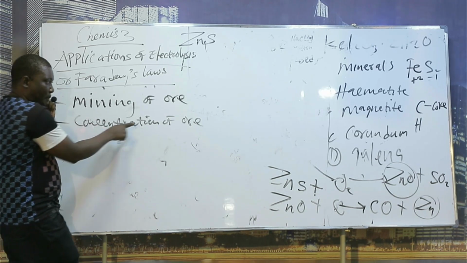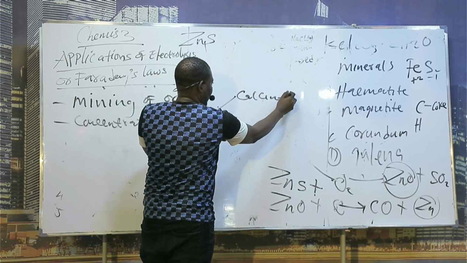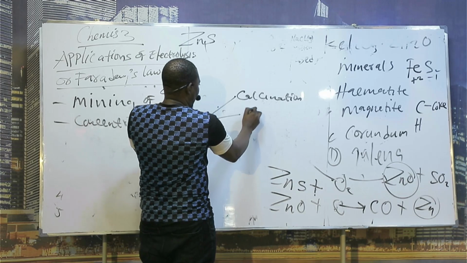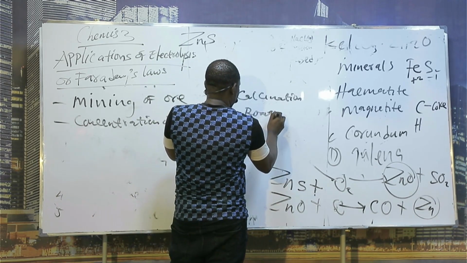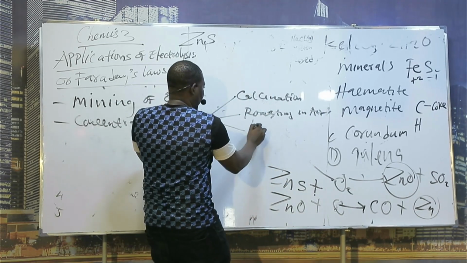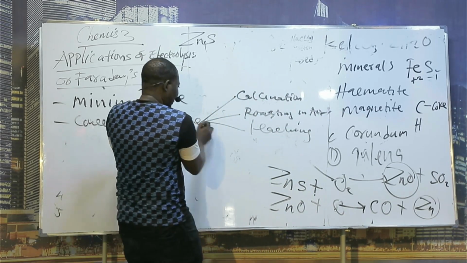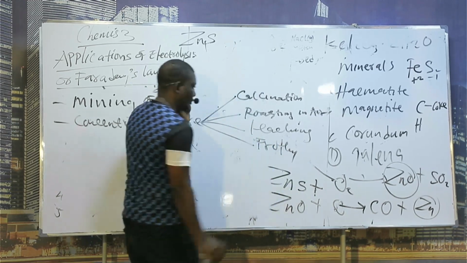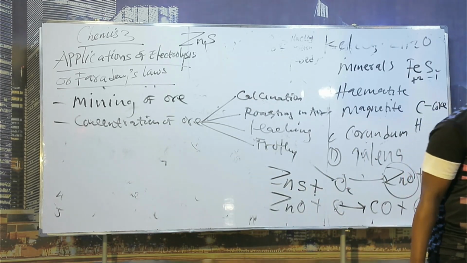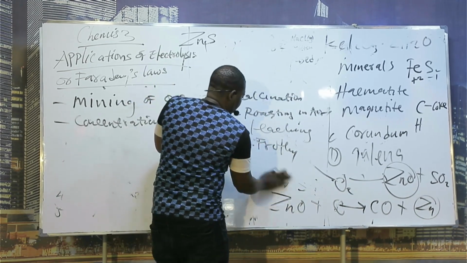When you now come to concentration, depending on the nature of the ore, there are ores you can concentrate by calcination. Somebody asked me about calcination. You can concentrate by roasting in air. You can concentrate by leaching, using Bayer's reagent. You can concentrate by frothing. You can even concentrate by washing. You can also concentrate by using aqua regia.